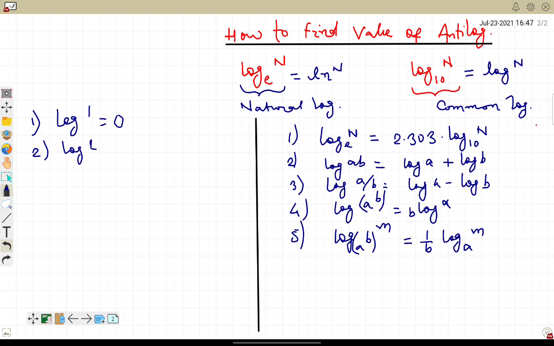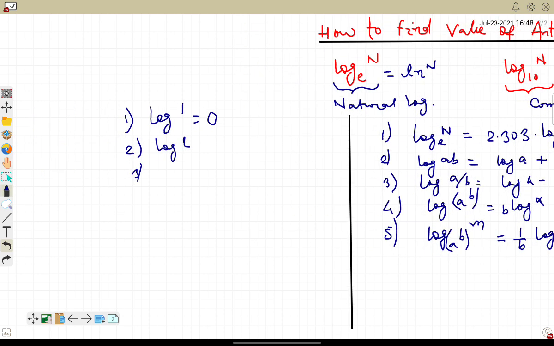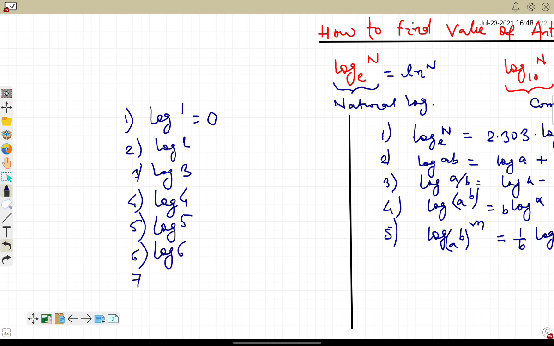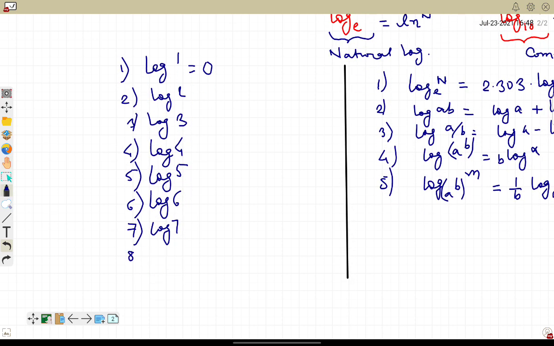similarly log 2, again we can find the value of log 3. So what is the value of log 3? What is the value of log 4? One by one we will find. So log 3, fourth one is log 4, fifth one is log 5, sixth one is log 6, seventh one is log 7, next one is log 8. Next one is log 9, because as we know log 10 is equal to 1.